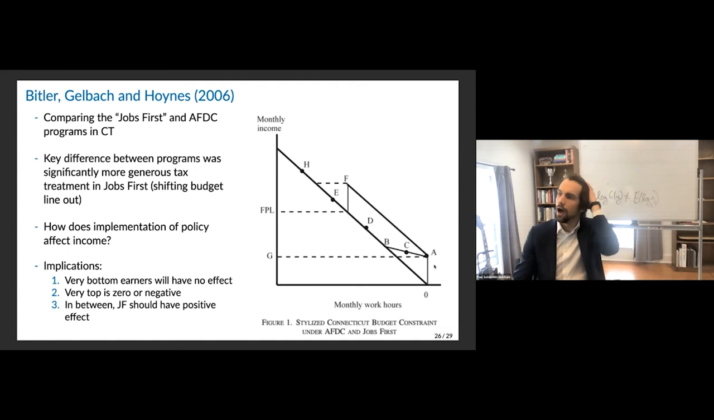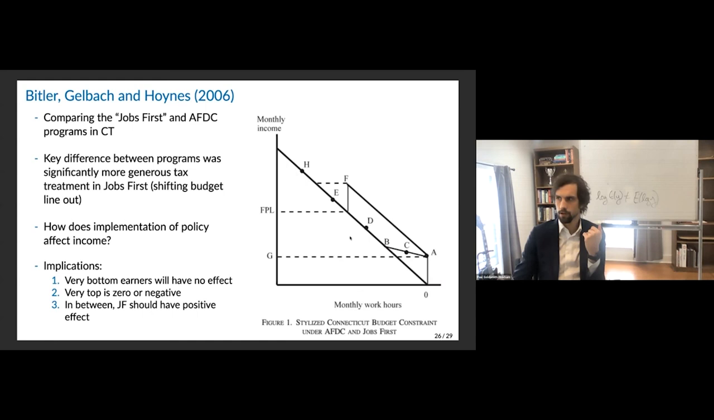There are two sets of lines. I wish they had done these in different colors. This is from the paper itself. From A to B and then going upwards along this is what is under AFDC. For an initial amount of money that you're working, you don't get taxed on this money, so there's limited tax take from it. As a consequence, you're getting more money, up to point B, and then you're back at this budget constraint.